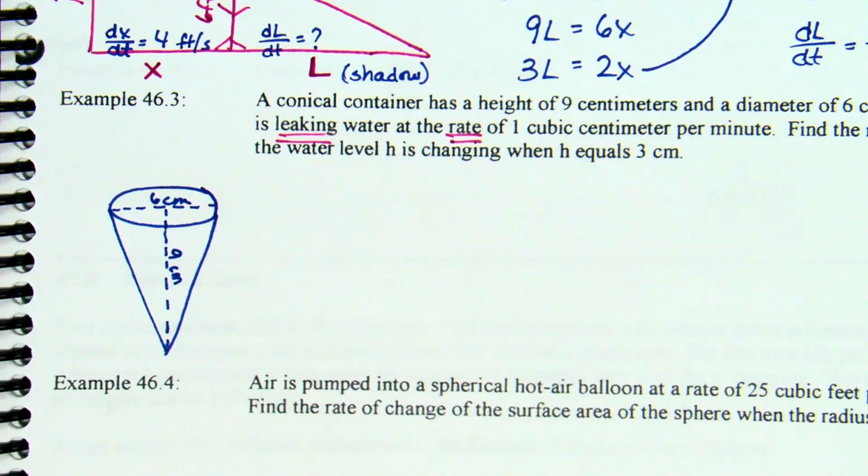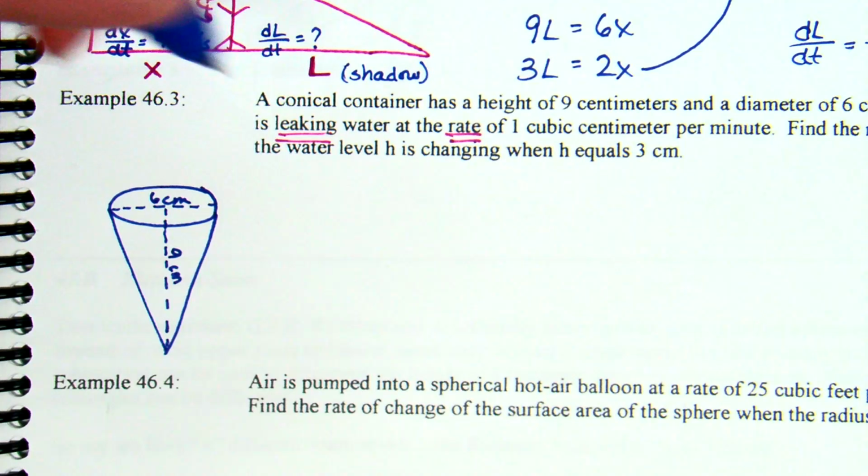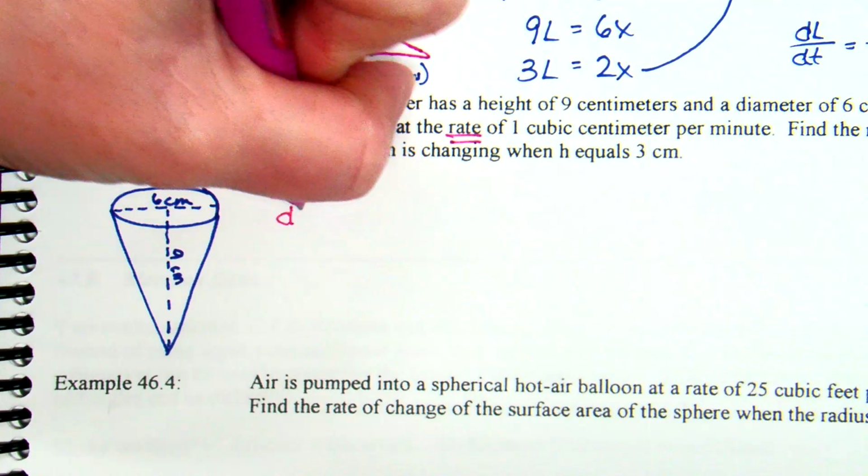What is that in terms of this problem? If we're leaking water at this rate of 1 cubic centimeter per minute, what is it that's changing? The volume. Cubic centimeter gives you a hint, but that is volume, and so this is dV/dt. So what is dV/dt?